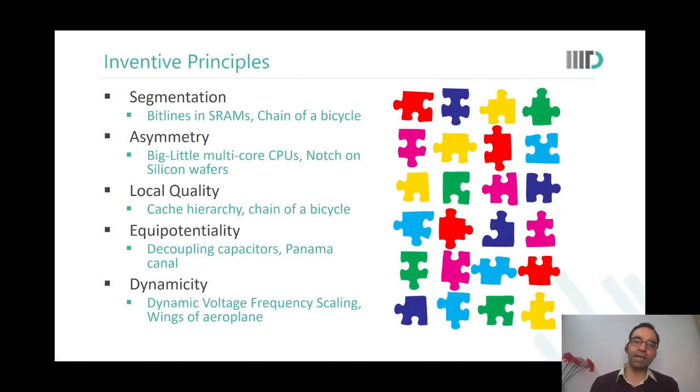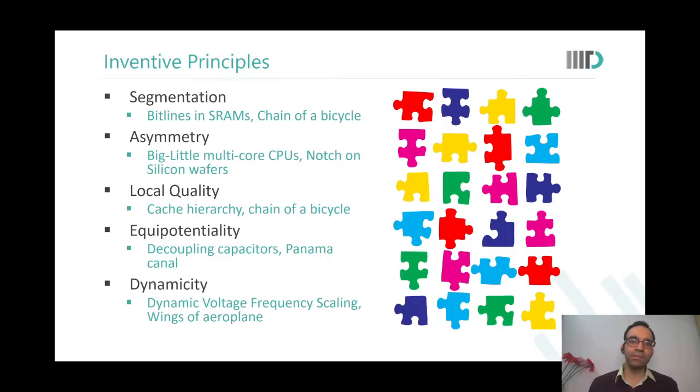So principles are like segmentation. What does segmentation mean? That you break a long component, a big component, into smaller components. For those of you who know SRAMs and circuit design, we use this mechanism in SRAMs. We break bit lines into smaller capacitances so that we can operate faster.